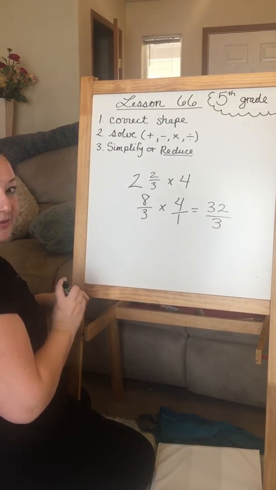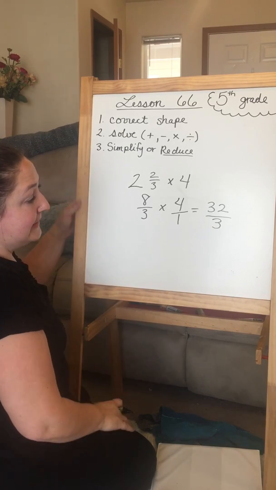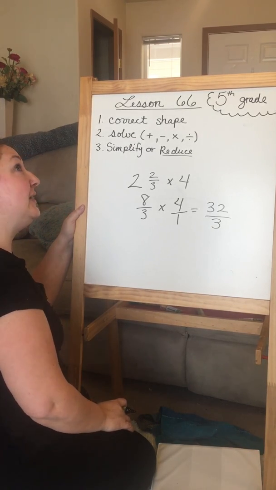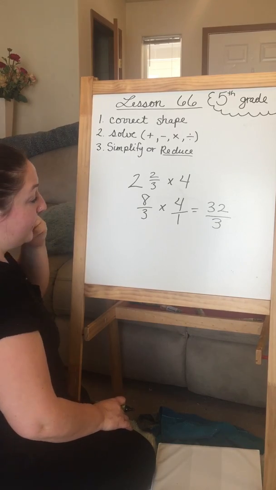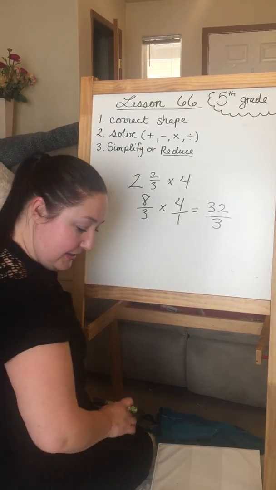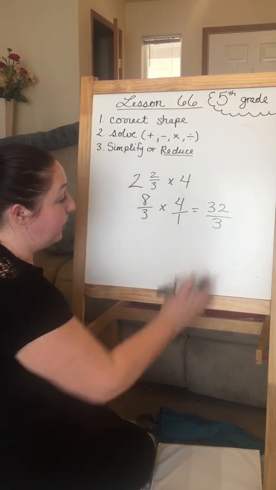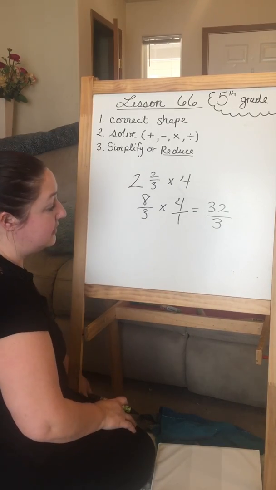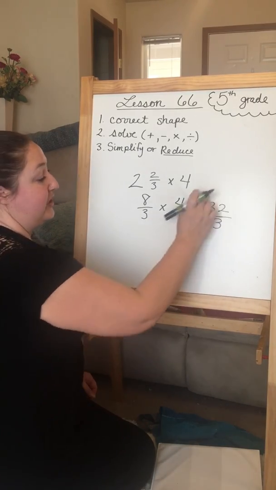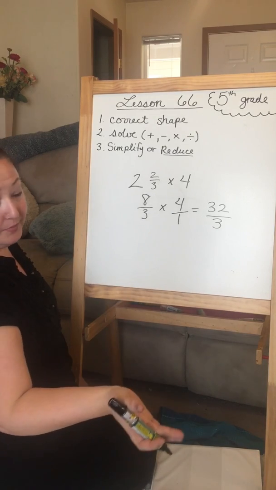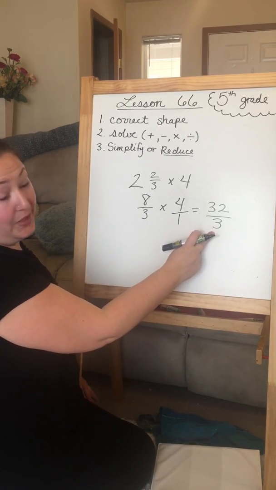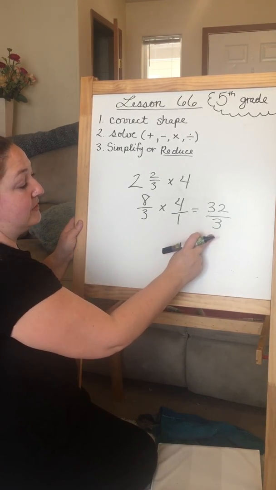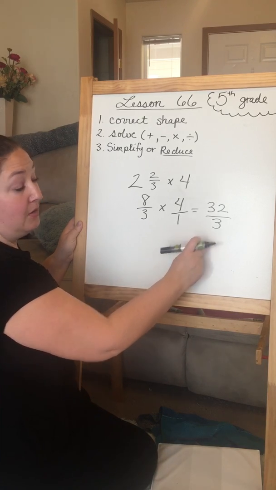Can we reduce it at all? 32/3? Oh, 32/3 doesn't seem like it. Okay. So this is an improper fraction. Now we need to make it back into a mixed number because this is improper and we don't want our answer to be improper. So how do we do this? How do we make this back into a mixed number?